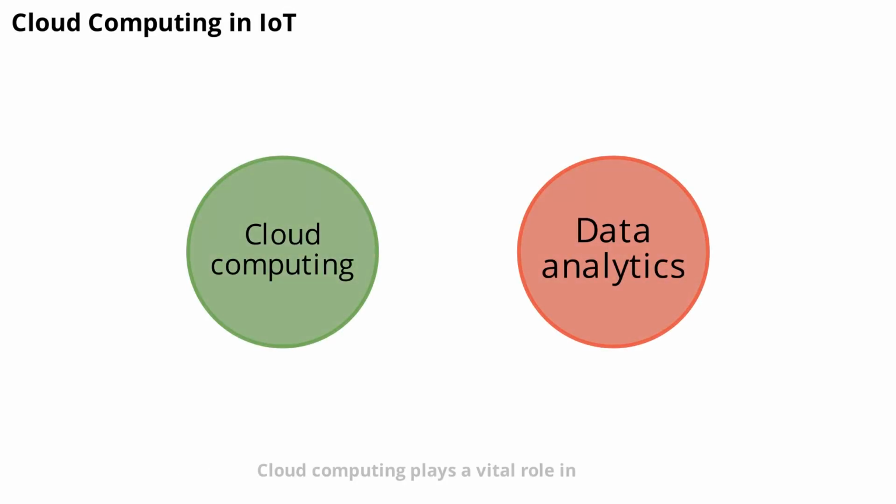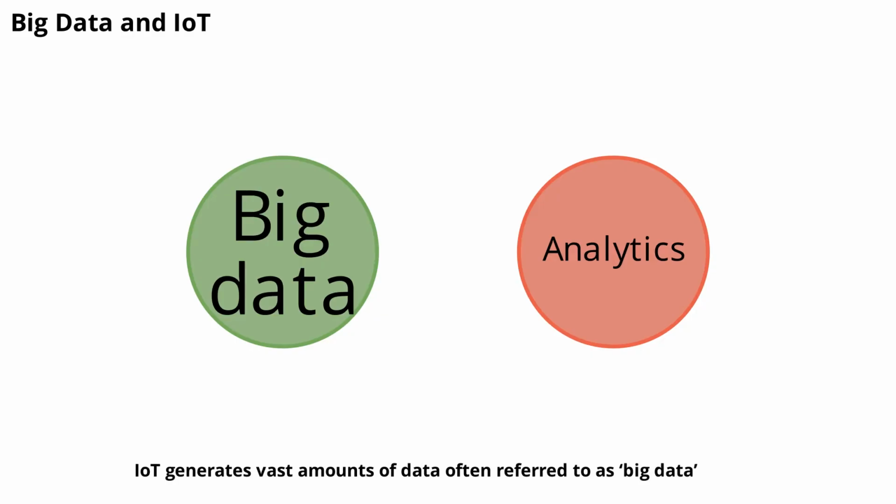Cloud computing plays a vital role in IoT by providing the infrastructure needed to store, process, and analyze massive amounts of data. The cloud enables devices to offload heavy computations and access powerful analytics tools. This flexibility allows IoT systems to scale easily and deliver insights from data collected across many devices. IoT generates vast amounts of data, often referred to as big data.